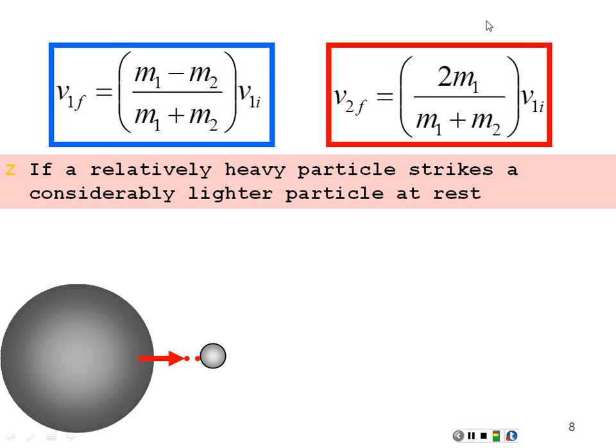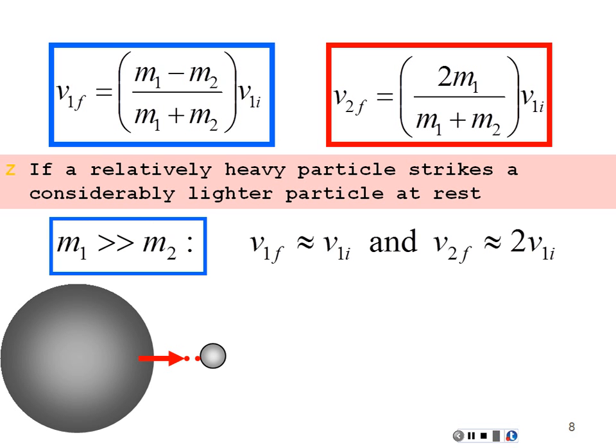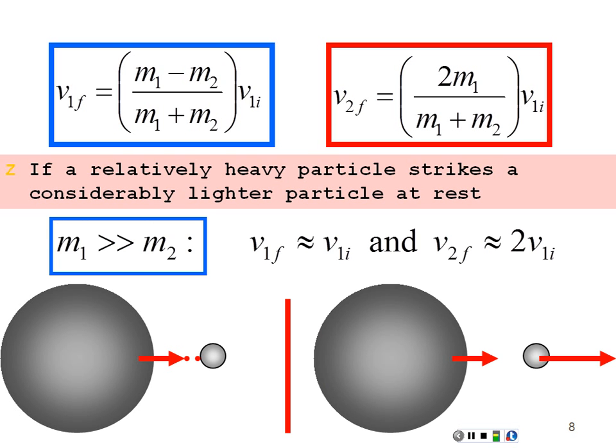What about V2 final? Well, this is interesting. We're going to have 2 times mass 1 over mass 1. 2 times infinity over infinity basically is actually 2. So we're going to have a V2 final that's actually equal to twice V1 initial. How about that? That's unexpected. When this comes in, this will go flying off at twice the velocity of V1 initial. Wow, that's kind of cool. Let's try it out.